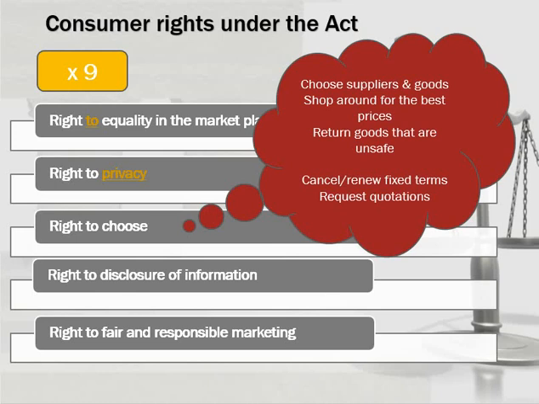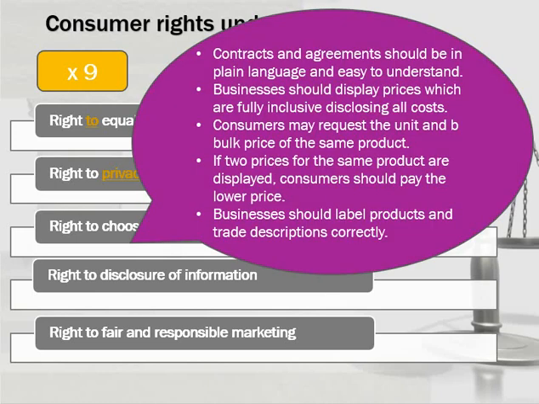Let's move on to the next right. This is the right to disclosure of information. So in other words, it's about being given information, all right? Disclosure means to be given. Contracts and agreements should be in plain language and easy to understand. Businesses should display the prices which are fully inclusive of all costs involved.